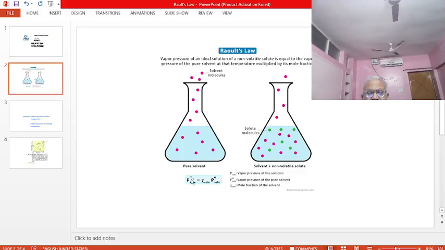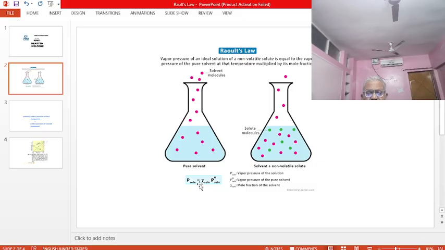Kindly don't be confused. Here is the P. P is the partial pressure of the component that has been dissolved or is under consideration, and it is proportional to P naught. This is the pressure of the pure solvent. This is a constant in this equation. This pressure of the solution is directly proportional to the mole fraction of the component that has been dissolved.